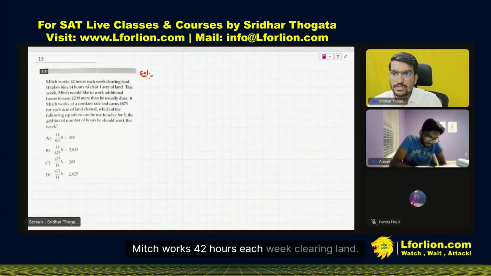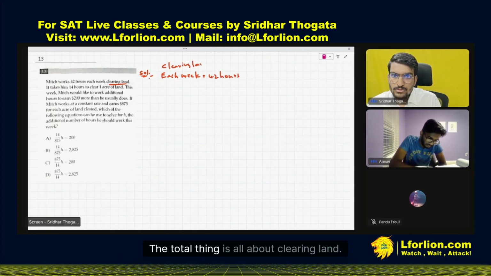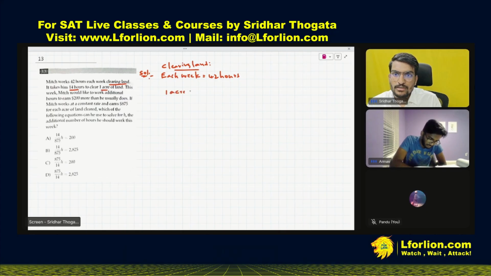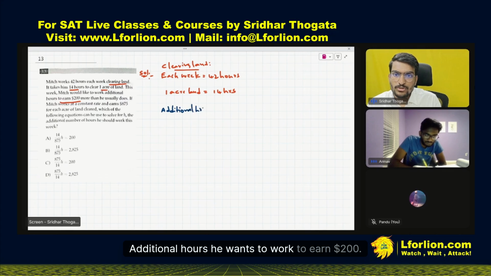Works 42 hours each week clearing land. Each week equals 42 hours for clearing land. The total thing is all about clearing land. Now, it takes him 14 hours to clear 1 acre of land. 1 acre equals 14 hours. This week, Mitch would like to work additional hours to earn $200.